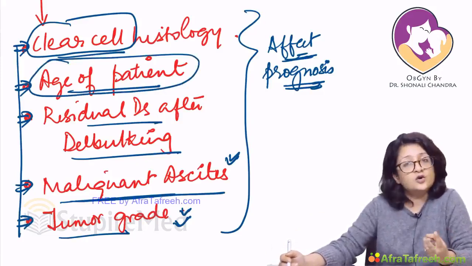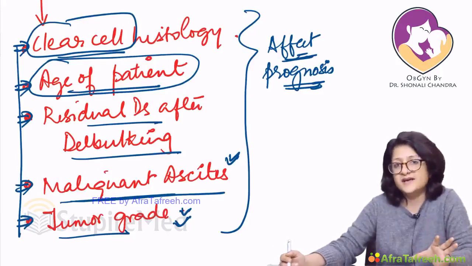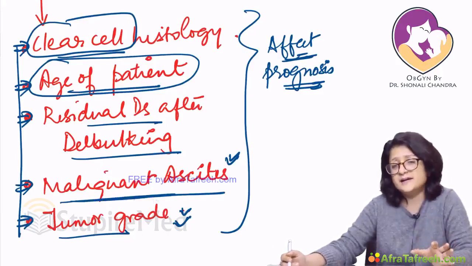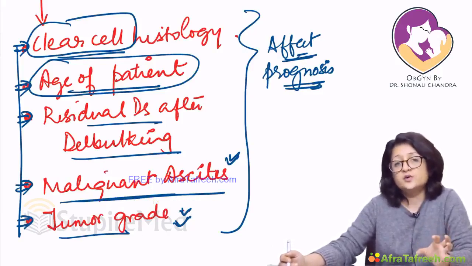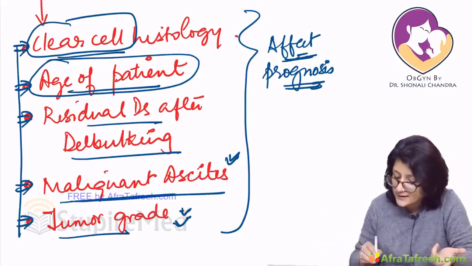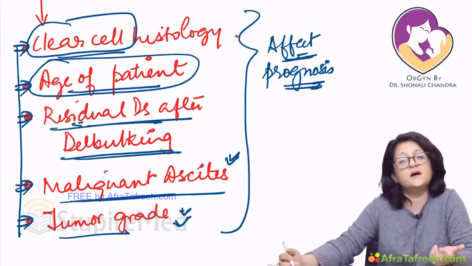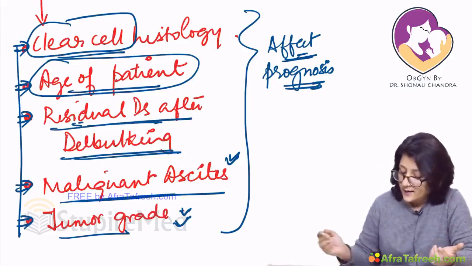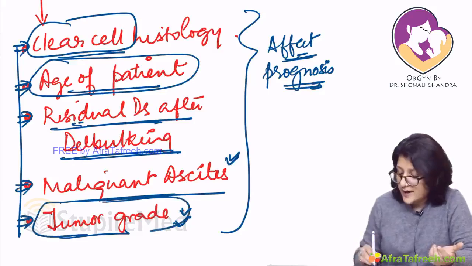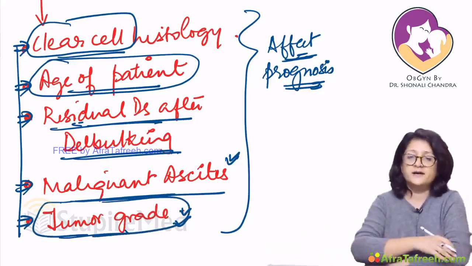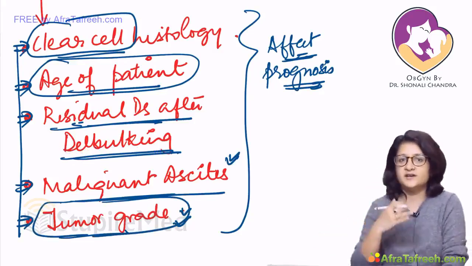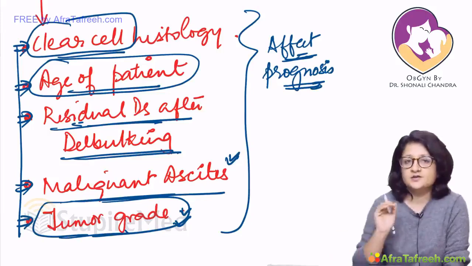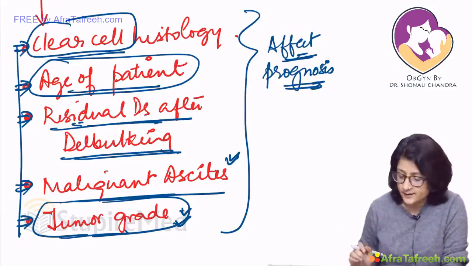Another important thing: if there are two women, both 50 years of age, both stage 3, and we've done a debulking surgery for both of them, the better survival rate and better prognosis is in the woman in whom the disease has been optimally debulked. That is why residual disease after debulking is a prognostic factor. And tumor grade, of course, higher grade tumor means poorly differentiated. That means that there is poor prognosis. So of course, that is why they are also subjected to post-operative chemotherapy. So this is about the prognostic factors of ovarian cancer.